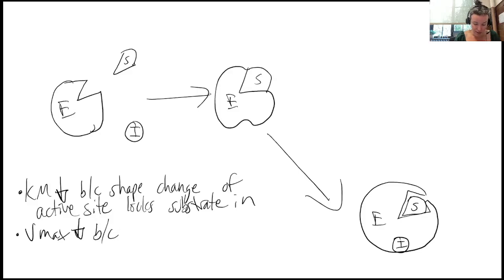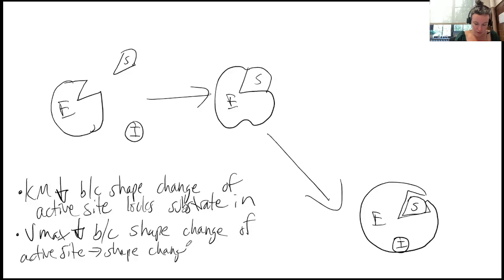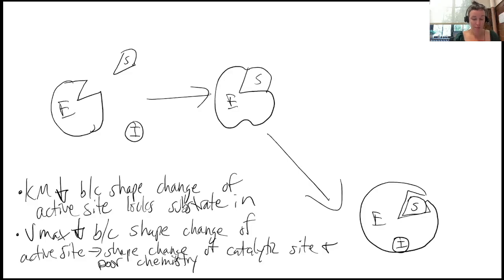So Vmax decreases because shape change of active site leads to a shape change of the catalytic site, and poor chemistry, because those catalytic residues are all weird.